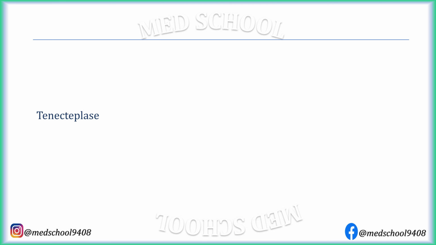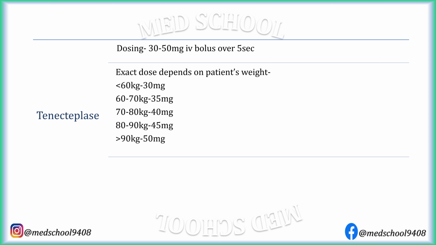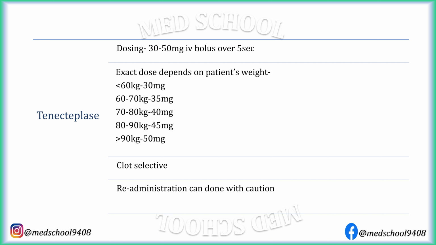Tenecteplase is a bolus thrombolytic agent. Dosing is 30 to 50 mg IV bolus over 5 seconds. Exact dose depends on patient's weight, as shown in this chart. Tenecteplase is clot selective. That means it activates plasminogen in clot only. Re-administration can be done with caution.